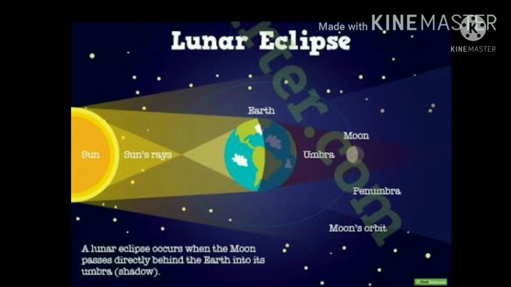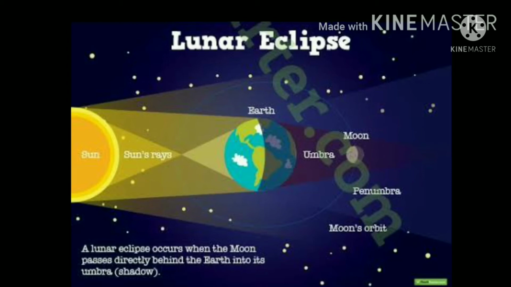When the sun, the moon and the earth come in a straight line with the earth in the middle, the shadow of the earth falls on the moon. When the moon moves around the earth, it passes through different areas of the shadow. When the moon is in the umbra region of this shadow, we observe a total lunar eclipse.